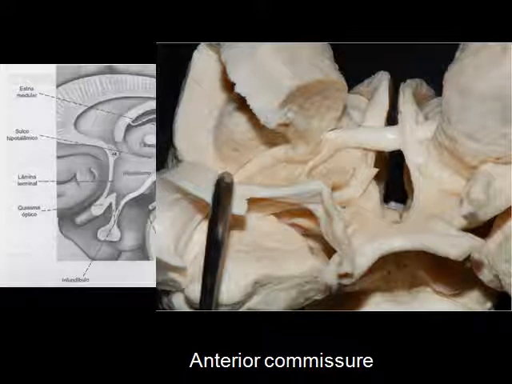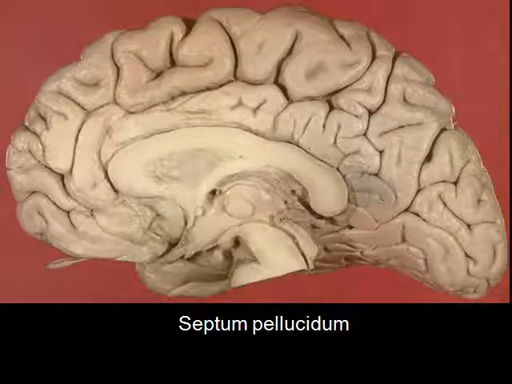The septum pellucidum, septum lucidum, is a thin, vertically placed partition consisting of two laminae separated, in the greater part of their extent, by a narrow interval, the cavity of the septum pellucidum.